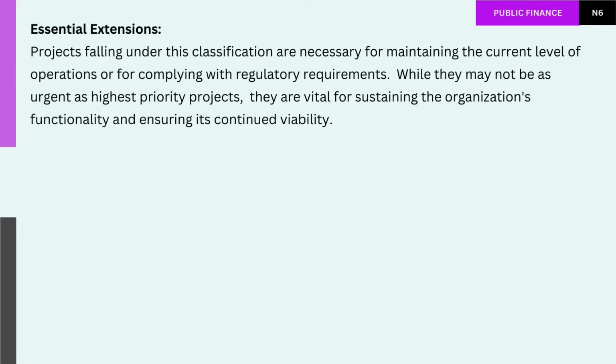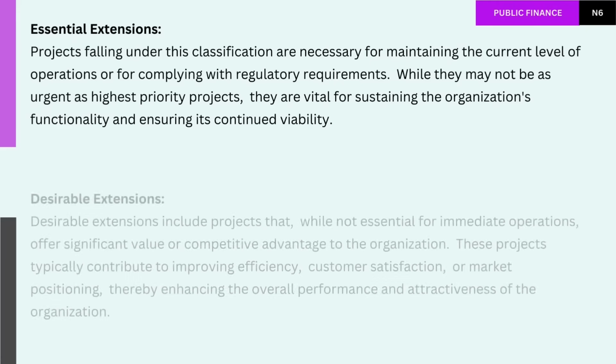2. Essential extensions. Projects falling under this classification are necessary for maintaining the current level of operations or for complying with regulatory requirements. While they may not be as urgent as highest priority projects, they are vital for sustaining the organization's functionality and ensuring its continued viability.